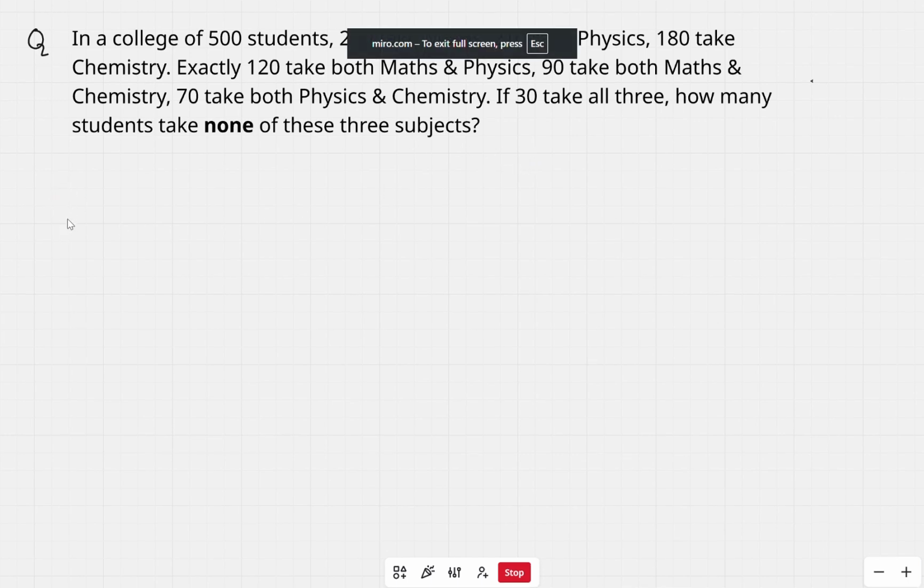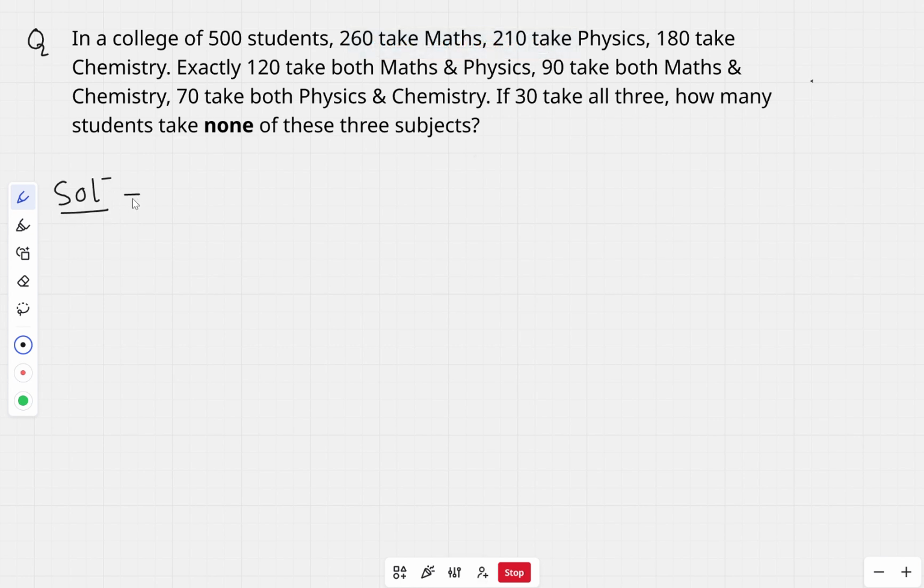So for the solution of this question, now we can solve it through a Venn diagram also, but we are going to solve it through inclusion exclusion. Now what is inclusion exclusion? Actually there's a formula for inclusion exclusion. Before that, let's write it in the form of sets.